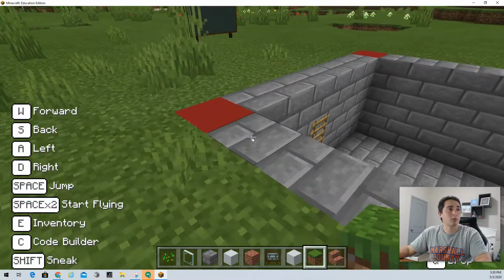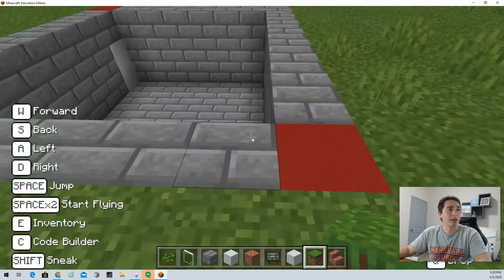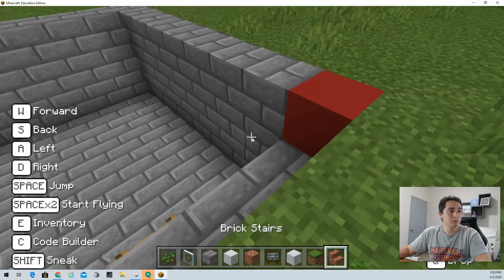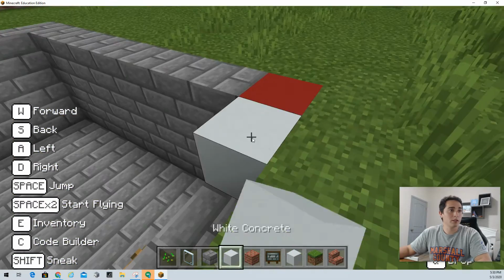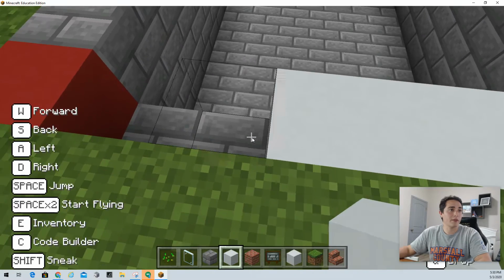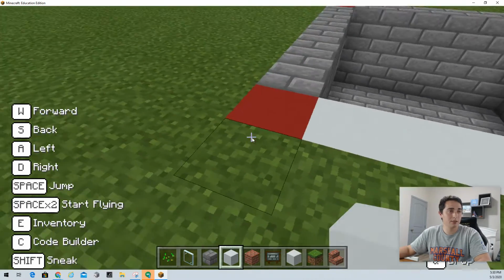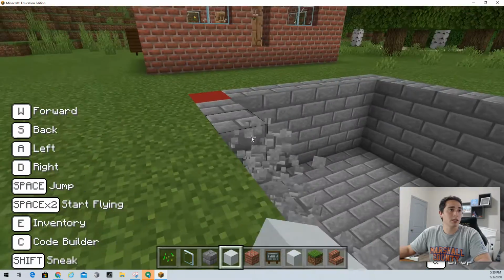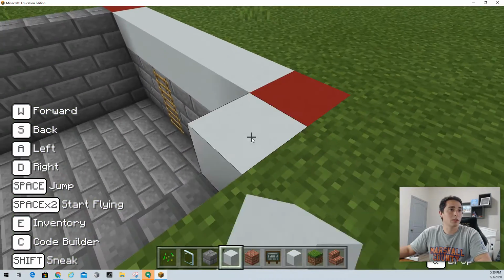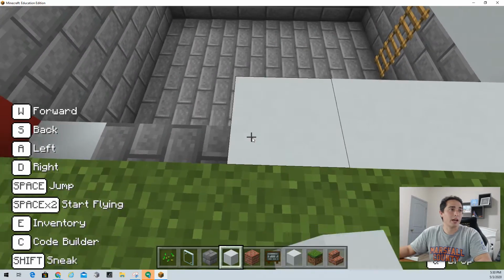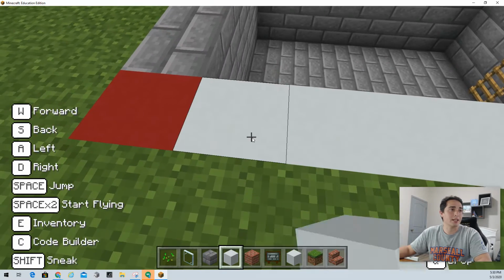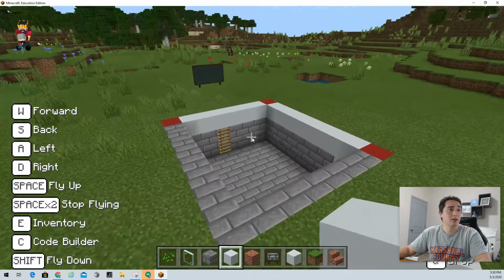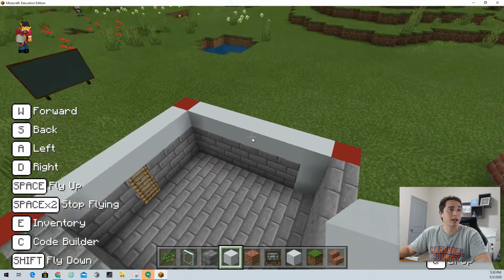So let's count our blocks first. Let me find my length. 1, 2, 3, 4, 5, 6, 7, 8. And then, let me get rid of these, 1, 2, 3, 4, 5, 6, 7, 8, and 9. So 8 by 9. Length times width, which is 8 by 9.